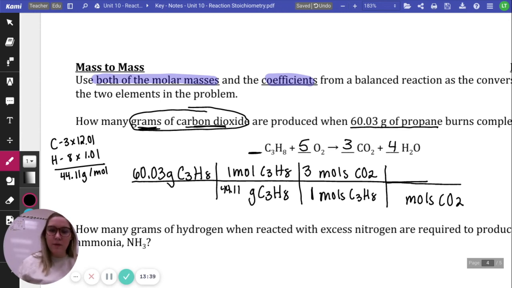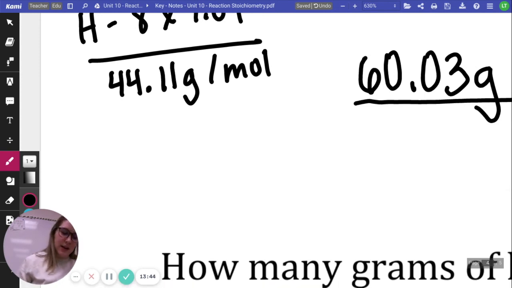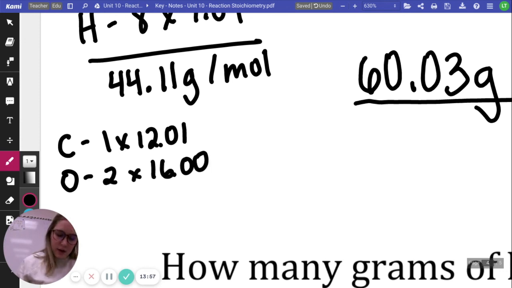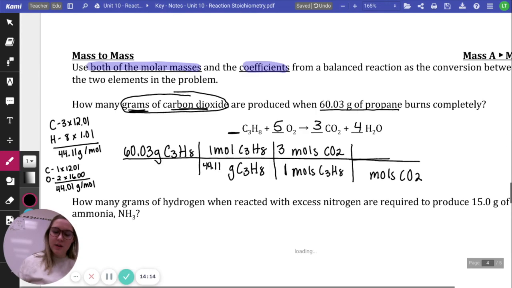So once again, we need to solve for our molar mass. So come back over here. We're going to solve for the molar mass of carbon dioxide. So I have 1 carbon, and each carbon weighs 12.01 grams. And I have 2 oxygens. Each oxygen weighs 16 grams. And I'm going to add those together. So 12.01 plus 32 gives me 44.01 grams per mole as my molar mass of carbon dioxide.